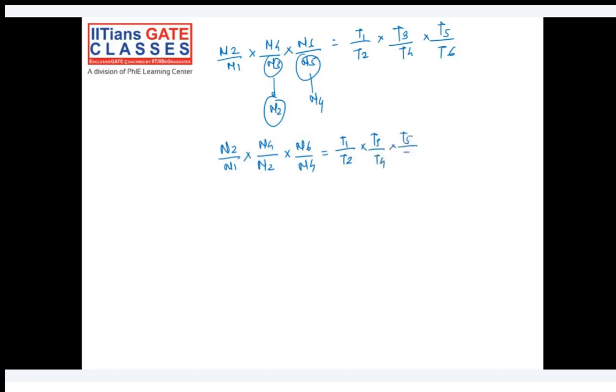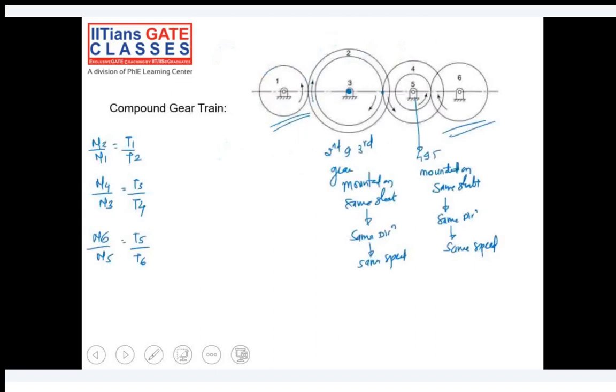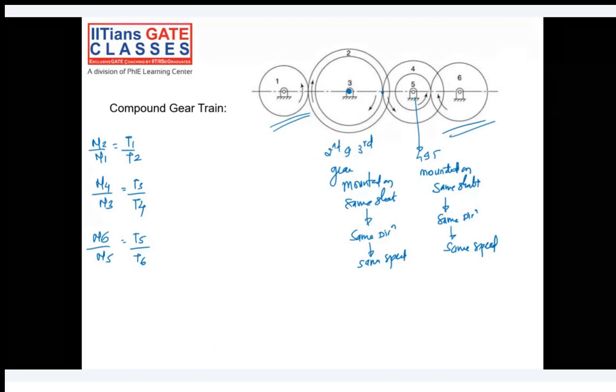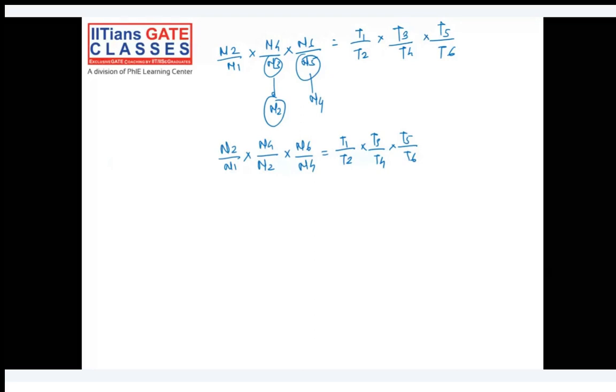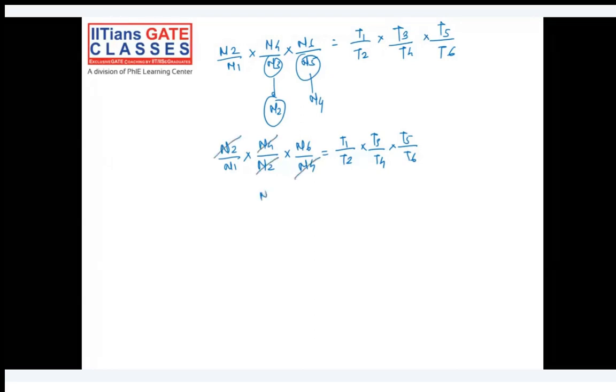See, the gear 2 and 3 are mounted on the same shaft. They have the same velocity. That doesn't mean they have the same number of teeth, because the size can be different and the number of teeth can be different. So I'm not touching the number of teeth part, only the speed part, because if the gears are mounted on the same shaft, they will have the same RPM. Okay, so N2 N2 will get cancelled, N4 N4 will get cancelled, N6 by N1 is equal to T1 into T3 into T5 divided by T2 into T4 into T6.